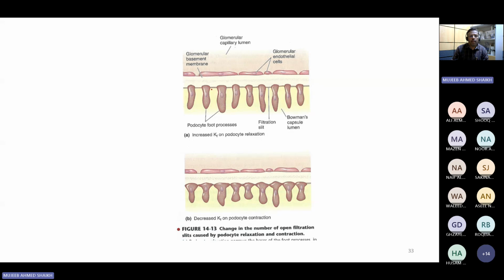This is normal, ordinarily. This is the size of the slit. When it gets contracted, when the mesangial cells or the podocytes contract, they will touch each other and the filtration slits will be reduced. So GFR will be reduced. And this is ultimately the filtration coefficient, which is increased or decreased due to podocyte contraction. The podocytes are contracting or relaxing, the slit size will be increasing or decreasing, and that's why the GFR may be increasing or decreasing.